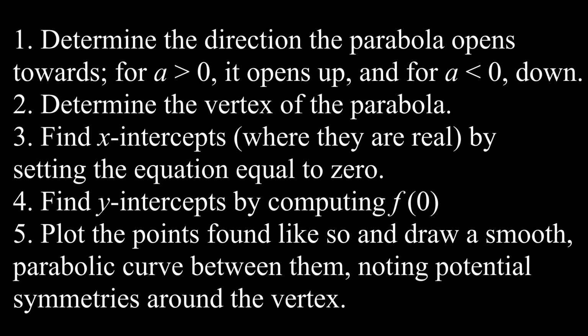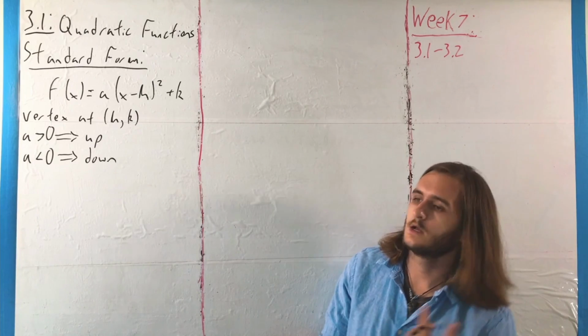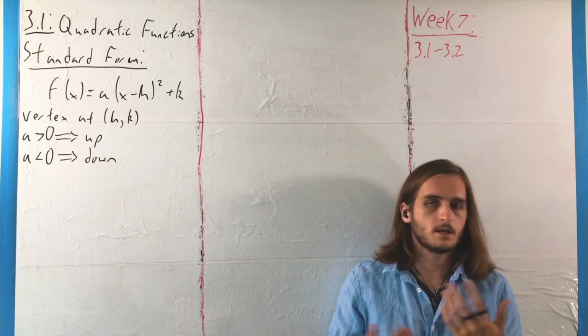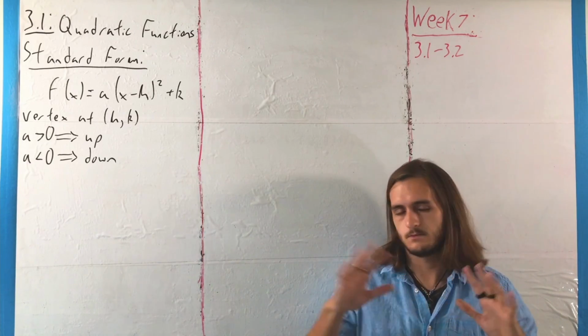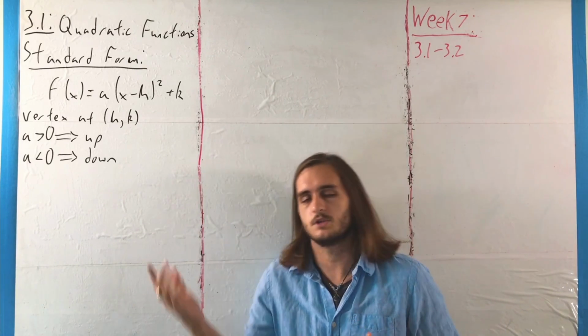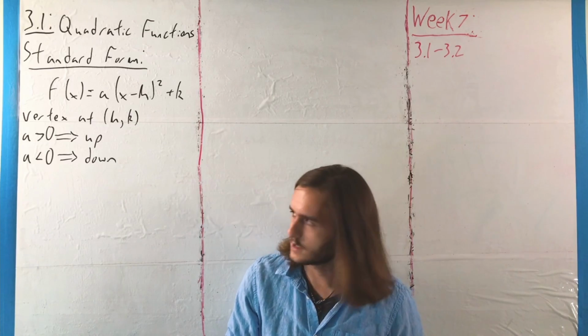Then we find the y-intercepts, in particular, by computing f of 0, we set x equal to 0. And then we plot the points found, where we may need some extra ones depending on what happens, but usually those are enough, by drawing a smooth parabolic curve between them, noting potential symmetries around the vertex. So those are the sort of things we like to pay attention to when it comes to a parabola. Things like where it's symmetric in terms of x or y values. If you have a horizontal parabola, I'm not going to worry about that in this class too much because we like functions of x, but it is technically possible.